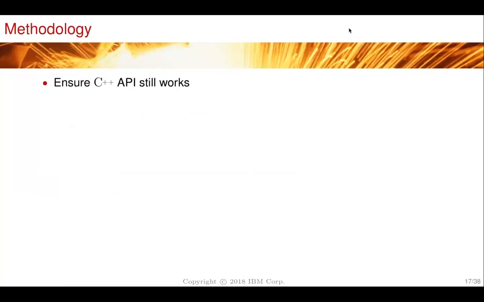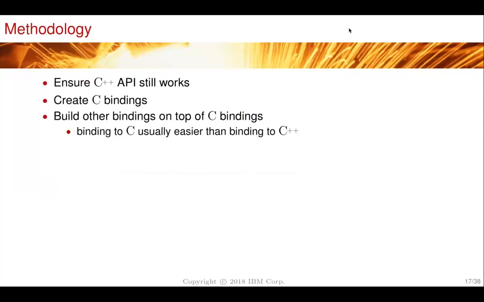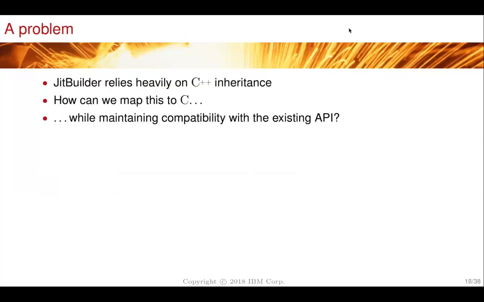So this brings up an interesting problem, which is that JitBuilder relies heavily on C++ inheritance. This is one of the aspects of the JitBuilder API that existing tools struggle with. So how can we map these JitBuilder inheritance hierarchies to C while maintaining compatibility with the existing API so that users of C++ can continue to work the way things worked before?